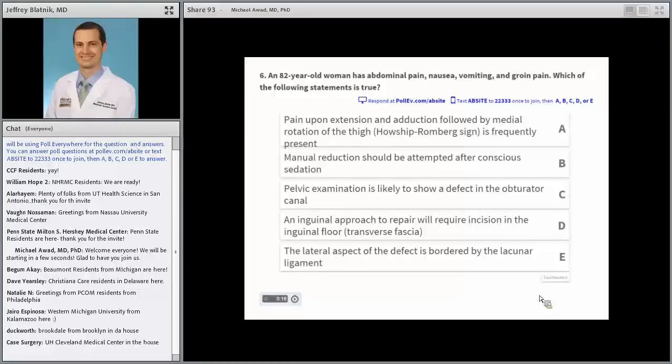B, manual reduction should be attempted after conscious sedation. C, pelvic examination is likely to show a defect in the obturator canal. D, an inguinal approach to repair will require incision in the inguinal floor. Or E, the lateral aspect of the defect is bordered by the lacunar ligament.